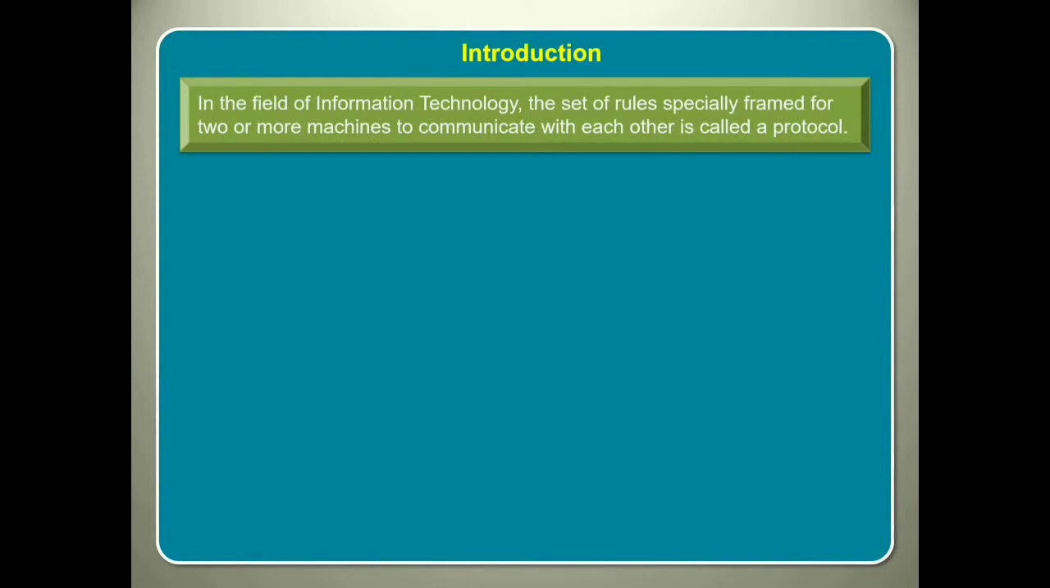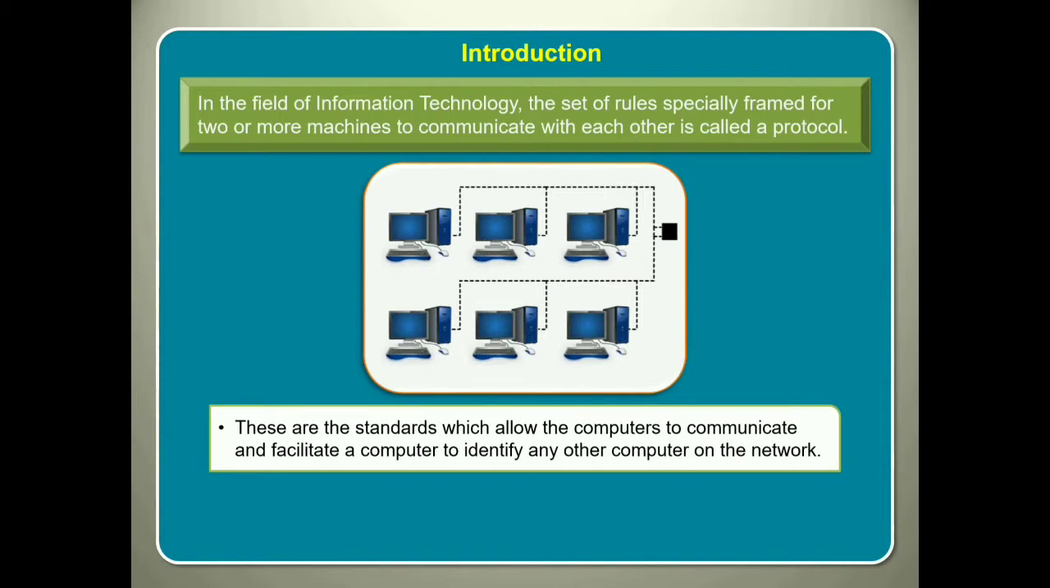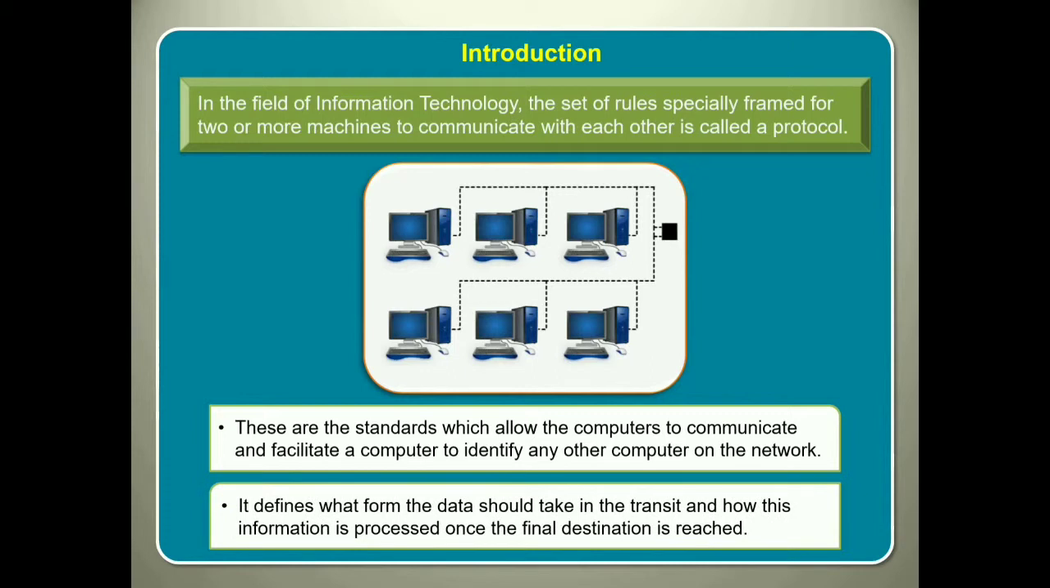In information technology, the set of rules specially framed for two or more machines to communicate with each other is called a protocol. These are the standards which allow computers to communicate and facilitate a computer to identify any other computer on the network. It defines what form the data should take in transit and how this information is processed once the final destination is reached.